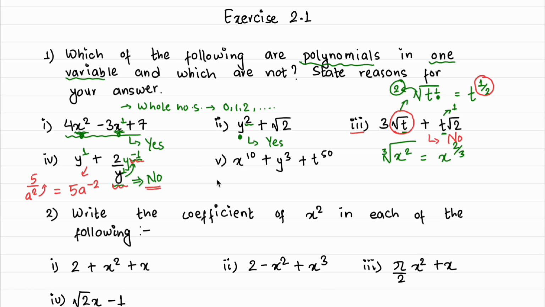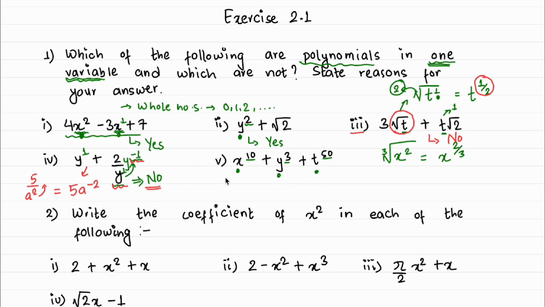Now let's look at our fifth question. In our fifth question, what we have is power 10, 3, and 50. All of these are whole numbers, so obviously this is a polynomial. But like I said before, the question is asking which of the following are polynomials in one variable. We can only have one variable, but in our fifth question we have three variables: our x, our y, and our t. So though it is a polynomial, it is not a polynomial in one variable.